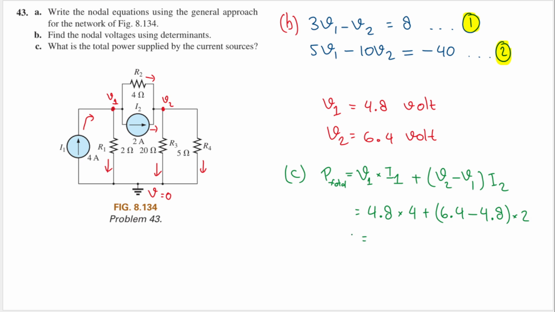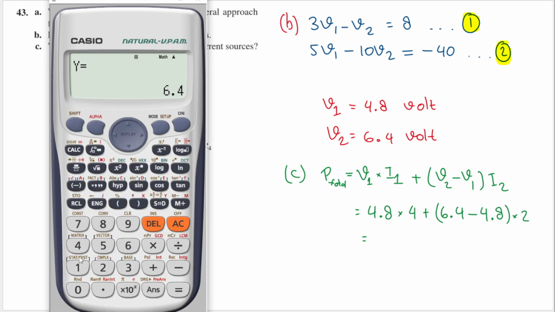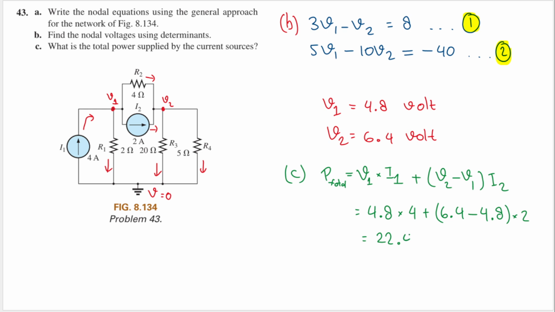So we will have 4.8 multiplied by 4 plus 6.4 minus 4.8 multiplied by 2, and we will have 22.4, and the unit is watt. And I think that's all. We have answered all the questions. This is the node voltages, and this is the total power supplied.